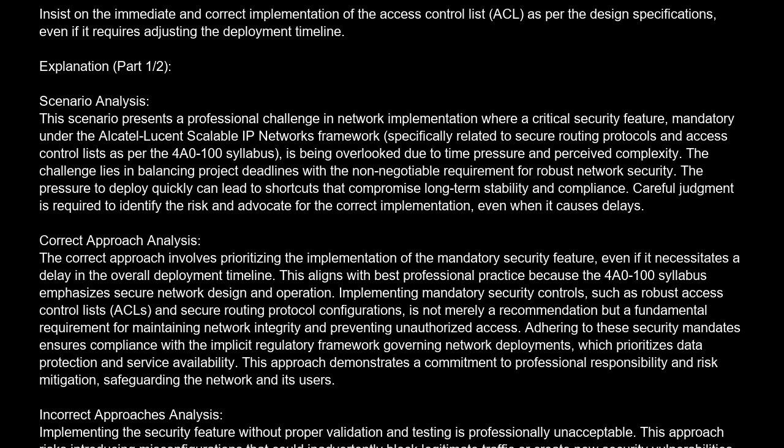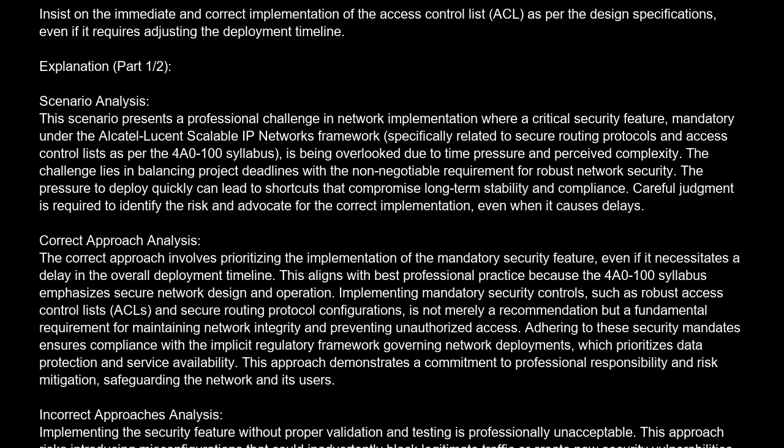The challenge lies in balancing project deadlines with the non-negotiable requirement for robust network security. The pressure to deploy quickly can lead to shortcuts that compromise long-term stability and compliance. Careful judgment is required to identify the risk and advocate for the correct implementation, even when it causes delays. Correct approach analysis. The correct approach involves prioritizing the implementation of the mandatory security feature, even if it necessitates a delay in the overall deployment timeline.